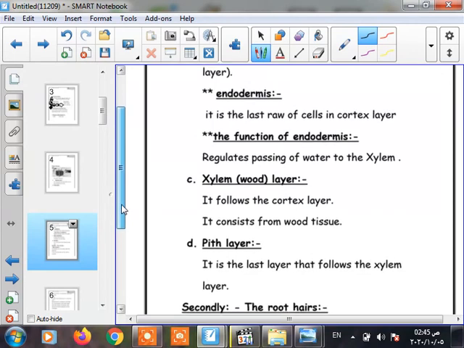Number 2, they are lined from inside with a thin layer of cytoplasm, and it helps in the absorption of water and mineral salts, as we see.